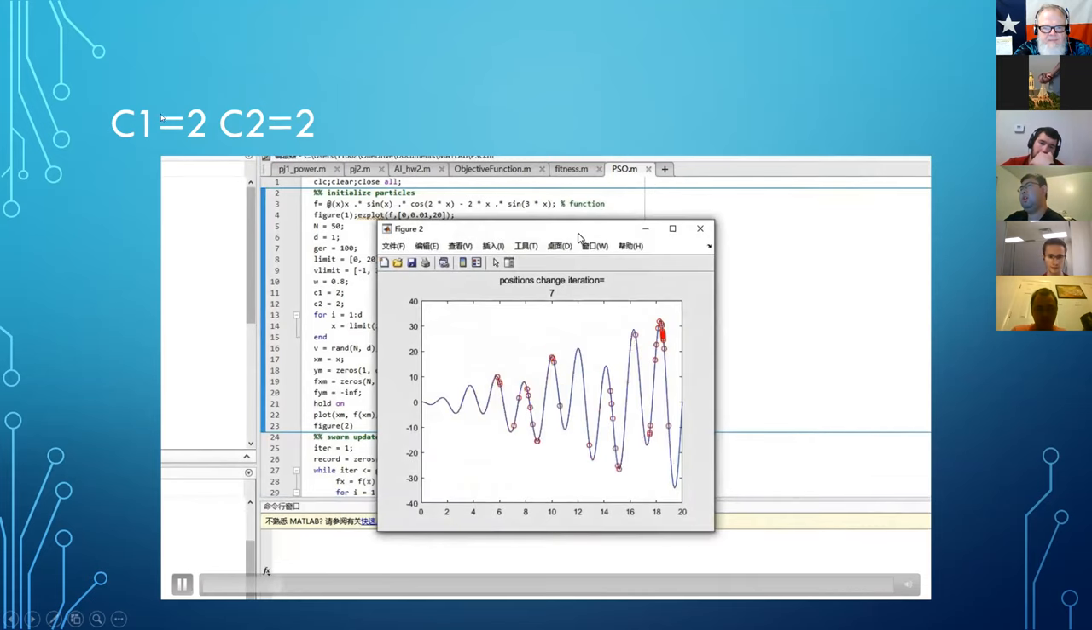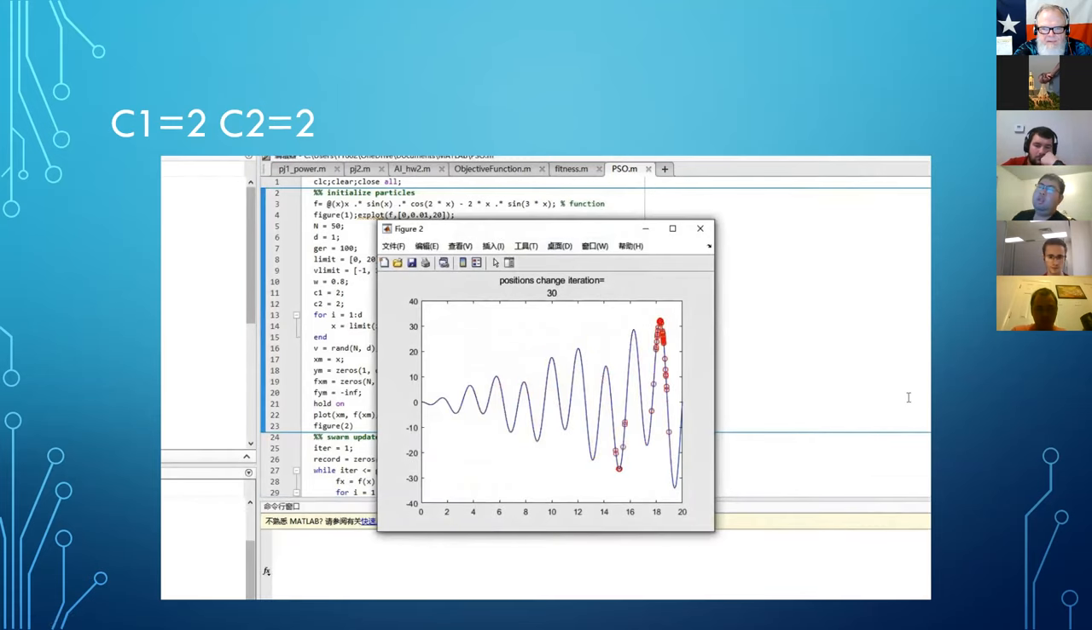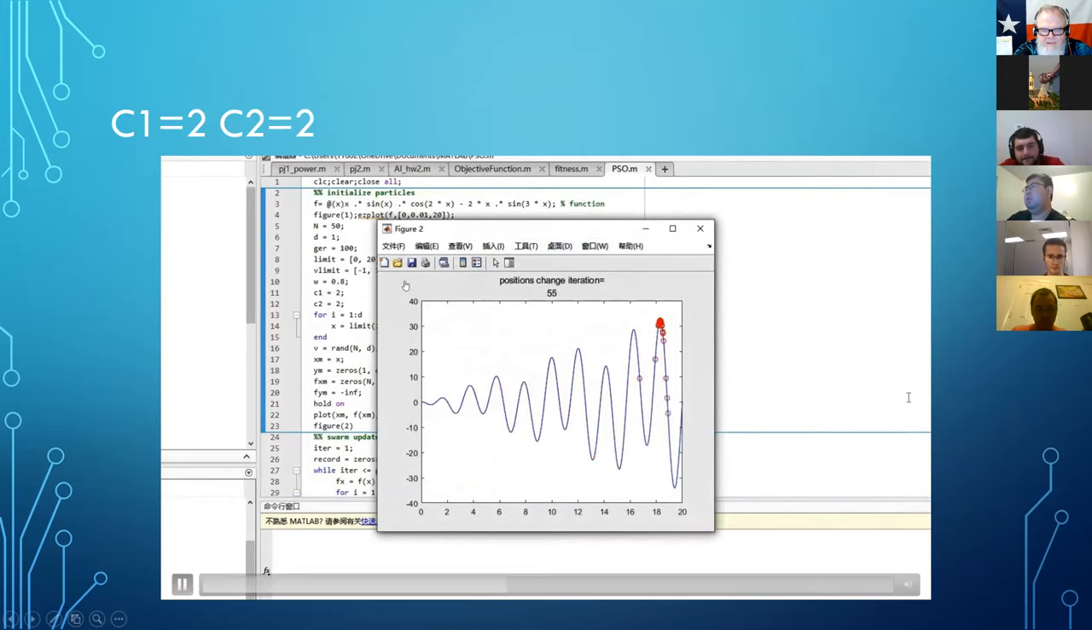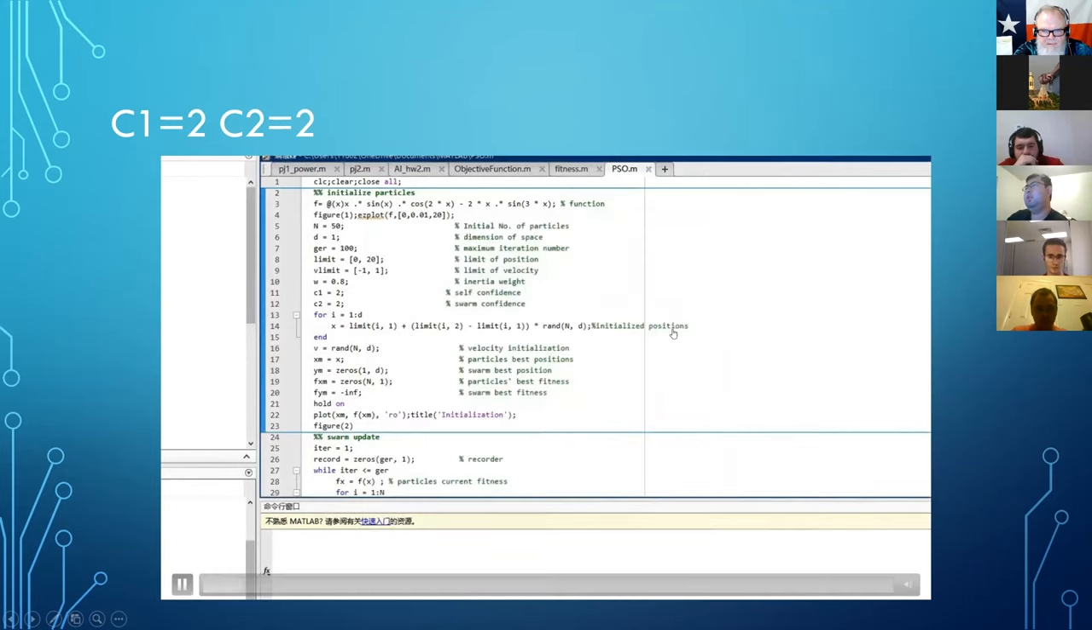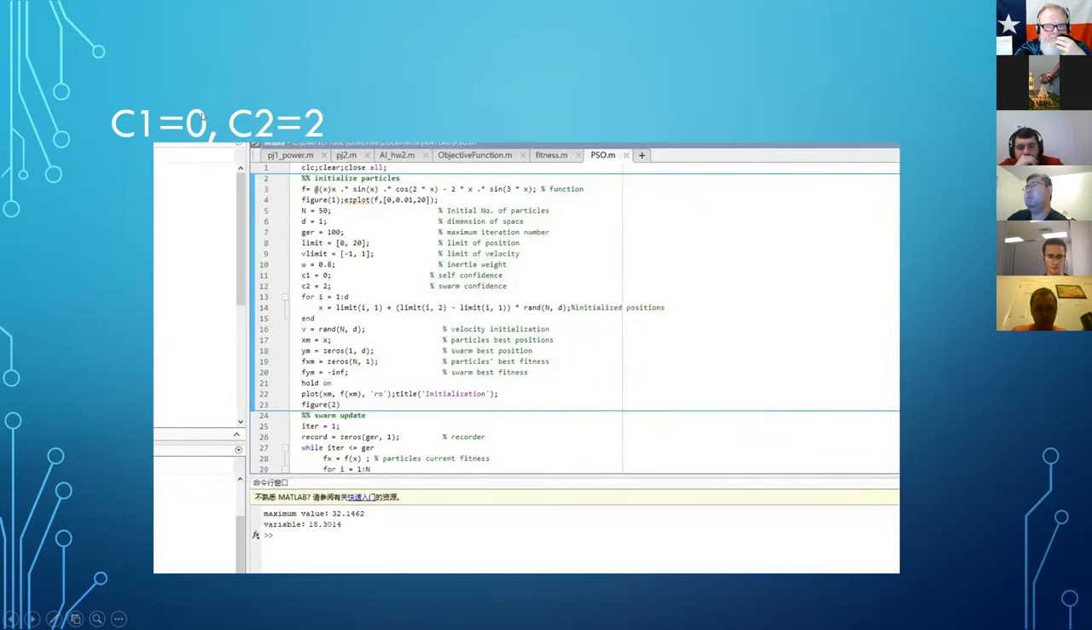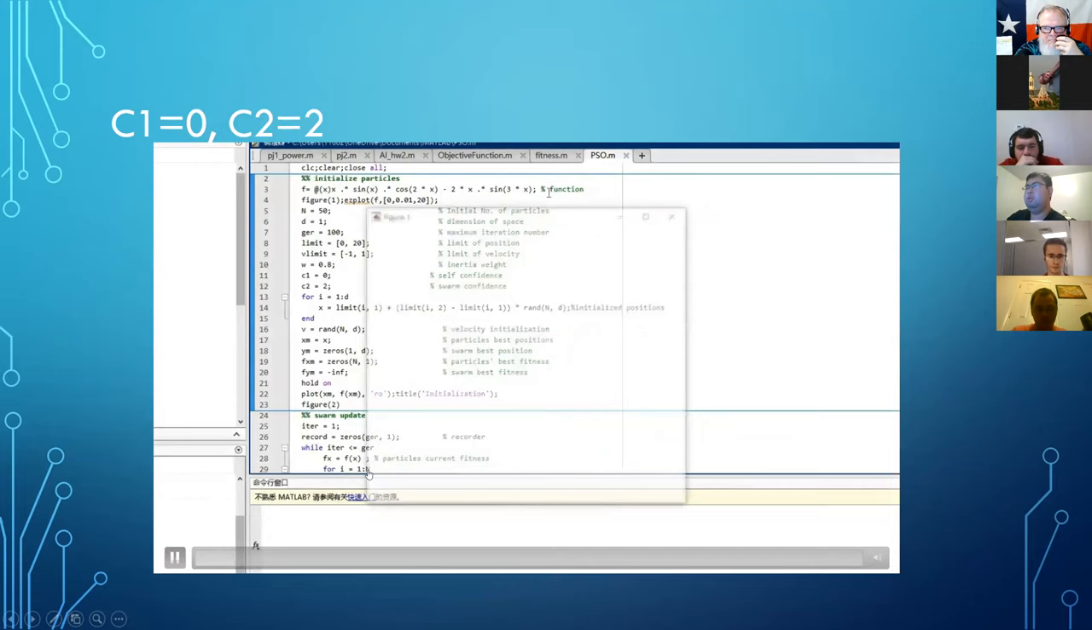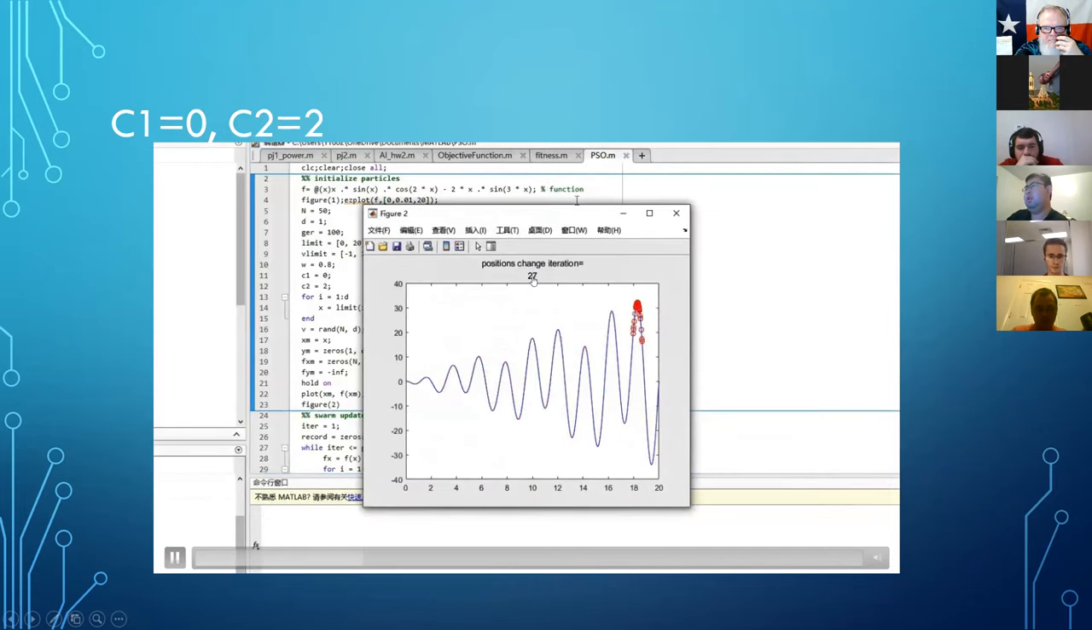This is when the self-confidence and swarm confidence have equal values, they are both two. We can see that at 100 iterations, all of them can reach the maximum. But if we have zero self-confidence and two swarm confidence, which means that no one is selfish, everyone wants to contribute to the society, the convergence time will be faster. We can see that it iterates to the maximum in just about 60.